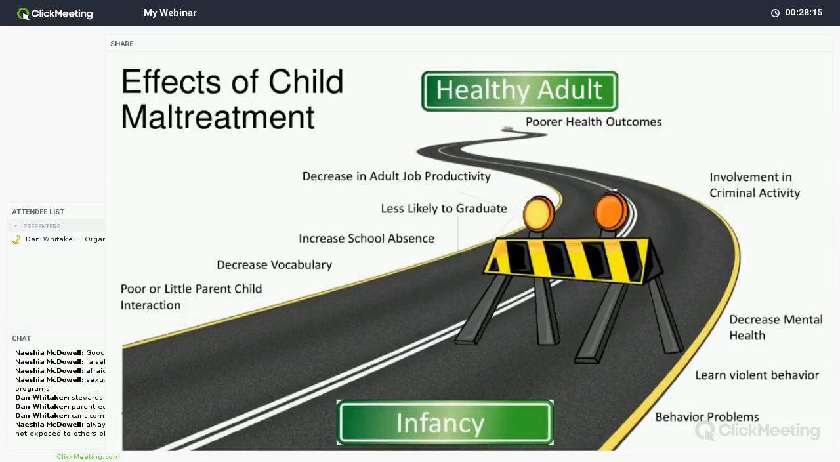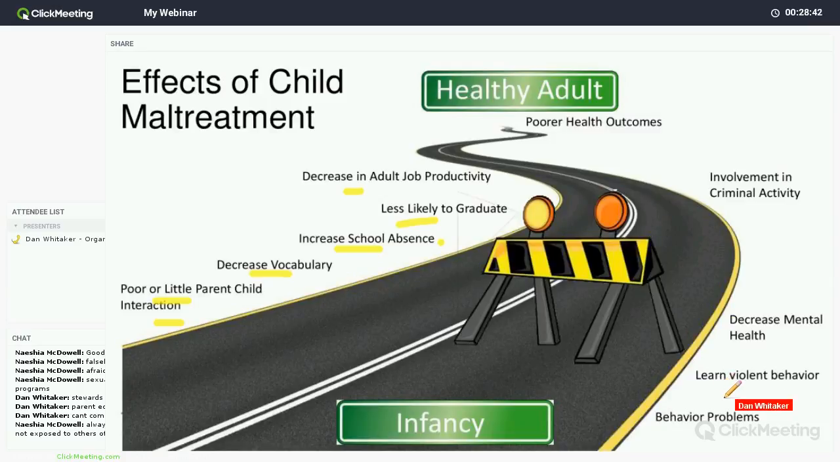There's a lot of research on toxic stress lately. Here we see poor parent-child interaction, so they're not getting the vocabulary skills they need. And so at school, they're really not ready for school or performing at the same level as other children. Also, there might be neglect or parents' inability to get the child to school. All of these can increase school absenteeism, and make them less likely to graduate, with a decrease in job productivity.